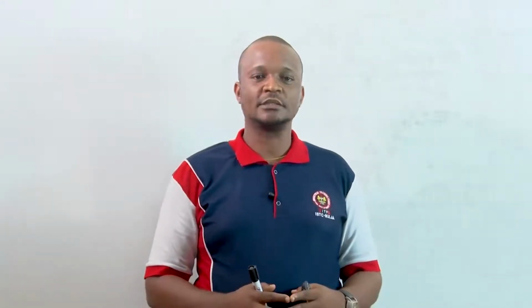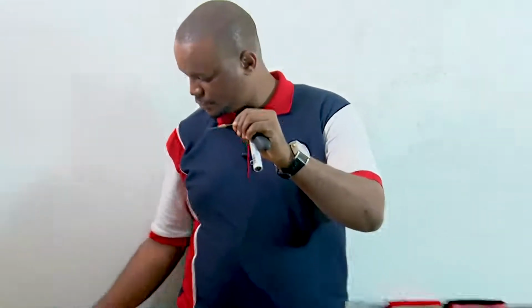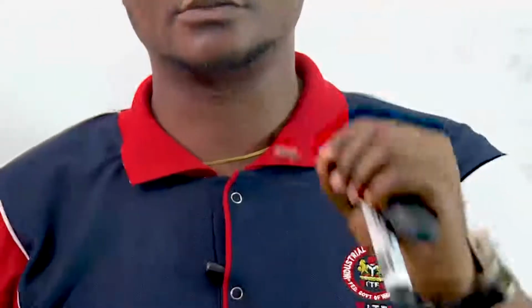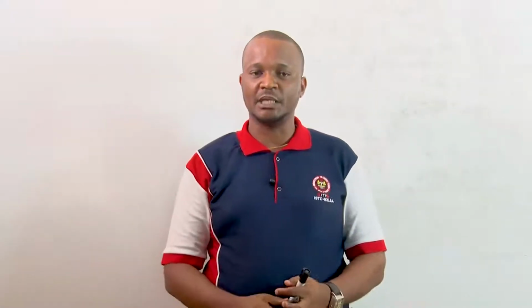Now, there are two types of resistors. A resistor can be a fixed resistor or it can be what? A variable resistor. So we have here a fixed resistor and then we have a variable resistor, okay? So this is a variable resistor and this is what? A fixed resistor.